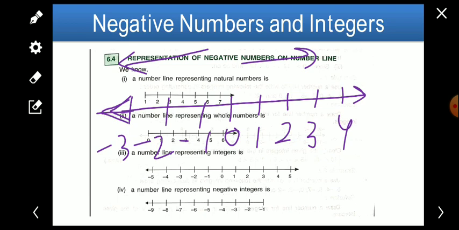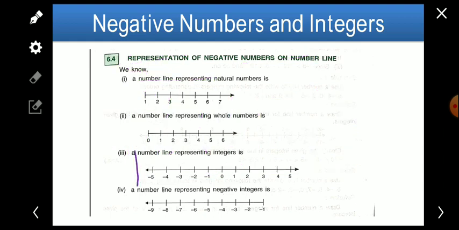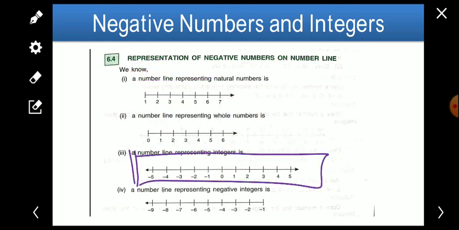That's why whenever we draw the number line for the integers, we will indicate the arrow sign on both sides, because in the group of integers, both positive and negative numbers are there. So it will be in the left direction also, towards the left of 0. So this is the number line representing the integers.